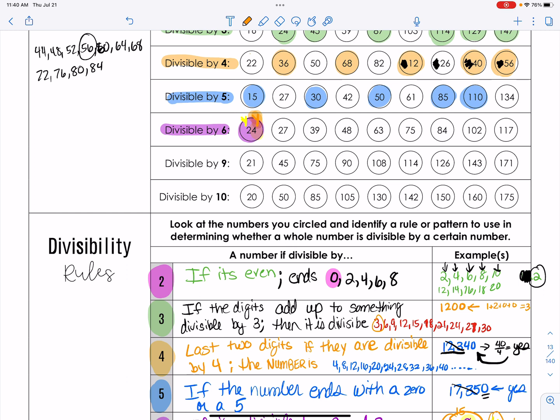48 is even, so that gives me a yes for even. And then when I add those digits up, 4 plus 8 is 12. 3 goes into 12, yes. So that means that's a yes. 63 is not even, can't even check it. 75 is not even, it will not even divide by 6. I would like you to try those next 3.